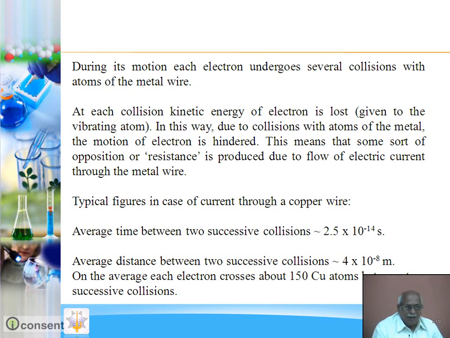So why there is a resistance? Because each free electron has to undergo several collisions in moving through the conductor. Resistance arises because of this.